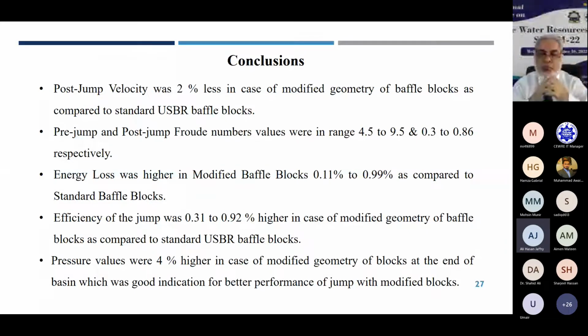After comparison, the post-jump velocity was 2% less in the case of modified geometry baffle blocks as compared to standard baffle blocks, and Froude number values were also in range. Energy loss was higher in modified baffle blocks as compared to standard baffle blocks. Efficiency of the jump was found to be better in the case of modified baffle blocks as compared to standard baffle blocks.